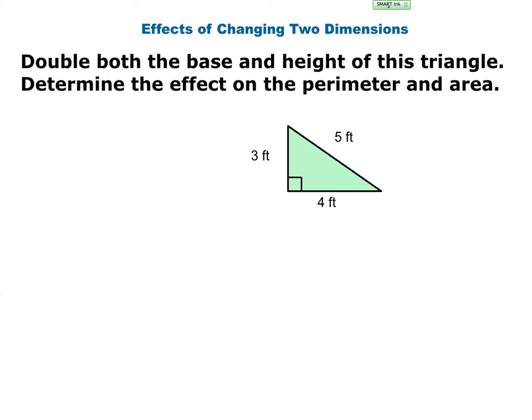So we're making it 2 times wider and 2 times taller. I'll help you draw your new triangle, 2 times wider, 2 times taller. Get the right measurements on there. What's that going to do to the hypotenuse? Maybe 2 times. Yeah, it'll get 2 times longer also.